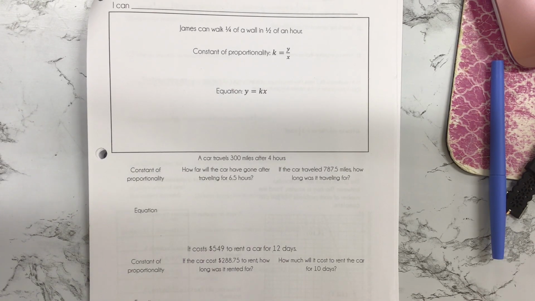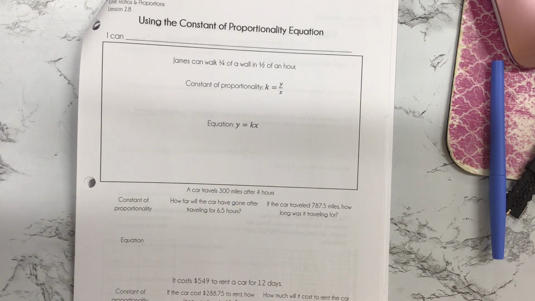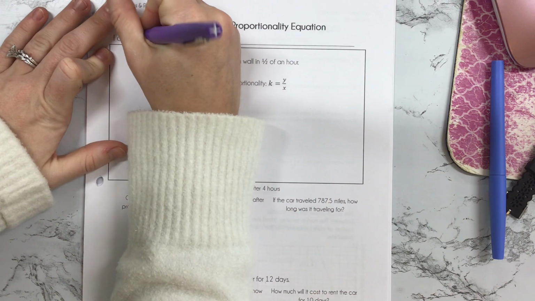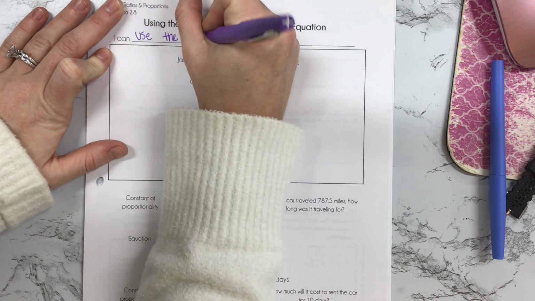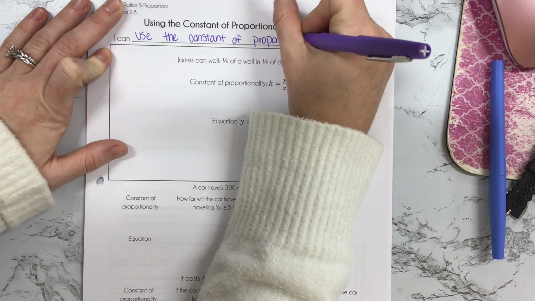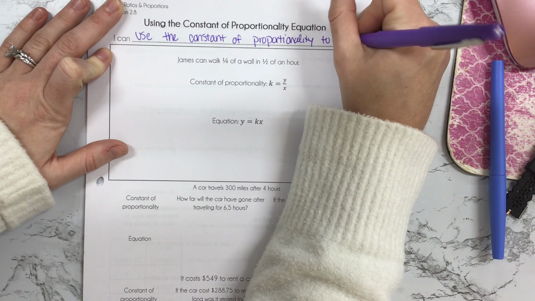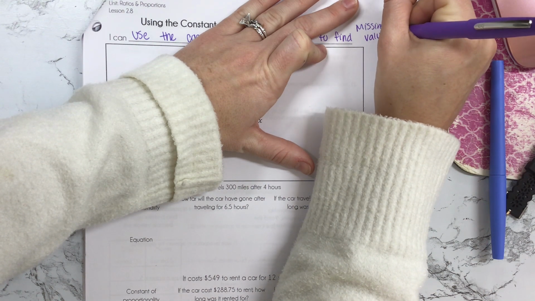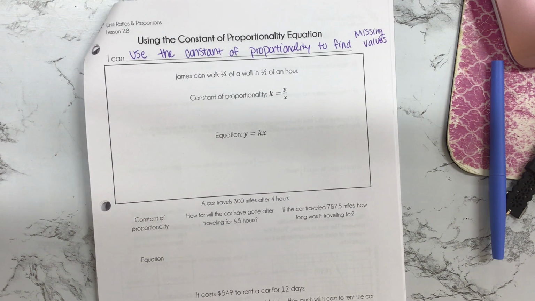All right, so our last section for this unit is, what do we use the constant of proportionality for? How do I use it? We've been talking about that throughout. I just want to take a moment to explicitly, formally go over that, so you can see it in a different way. So we're going to say that I can use the constant of proportionality to find missing values. So how do I make a prediction, figure stuff out by using this?